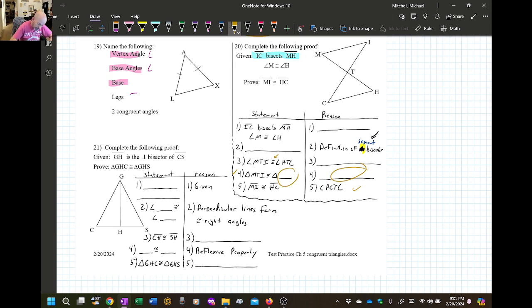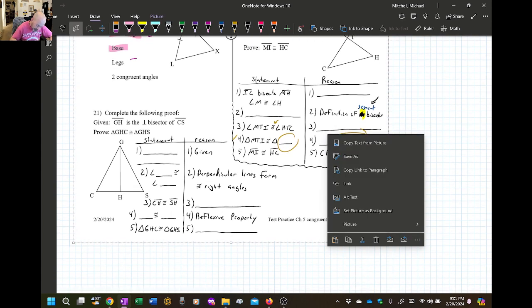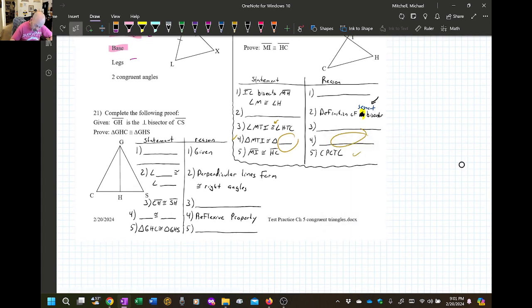Again, so 21, really quick here. What's over here in the givens? Just read the problem up there. Read the problem up here. Put it in. Always start off with that. Then read what they are. What does it make you think? Perpendicular lines form congruent right angles.